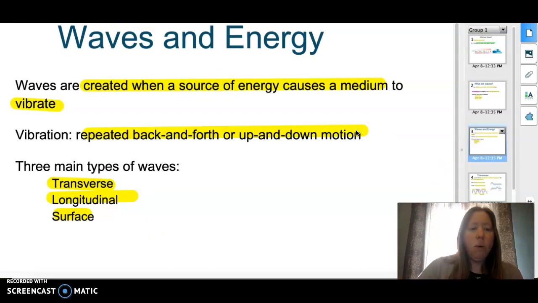All right, so waves are created when a source of energy causes the medium to vibrate. These vibrations repeat a back and forth movement or an up and down motion. And that's what will determine the type of wave. So we have transverse waves, longitudinal, and surface waves. I'm going to talk about each one.